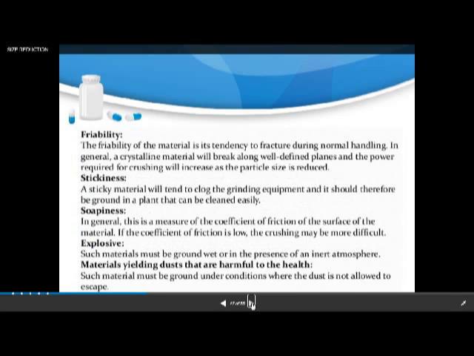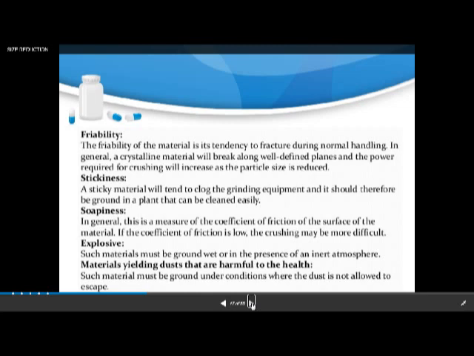Then friability. The more friable a material is, the easier it is to break, compared to a hard material. Then stickiness. If the material is very sticky, it is very difficult to break or reduce its size, because sticky material can clog the grinding equipment. If you put sticky material in a mixer, it will clog the machine. Then soapiness also affects the size reduction process. In general, this is a measure of the coefficient of friction.